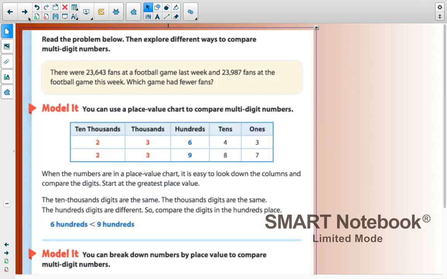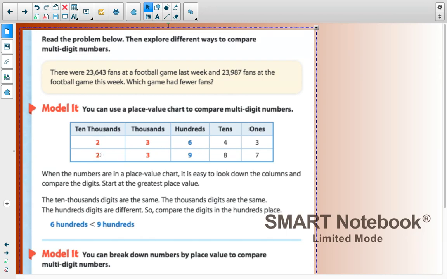All right, read the problem below. Then explore different ways to compare multi-digit numbers. There were 23,643 football fans at the football game last week and 23,987 fans at the football game this week. Which game had fewer fans?